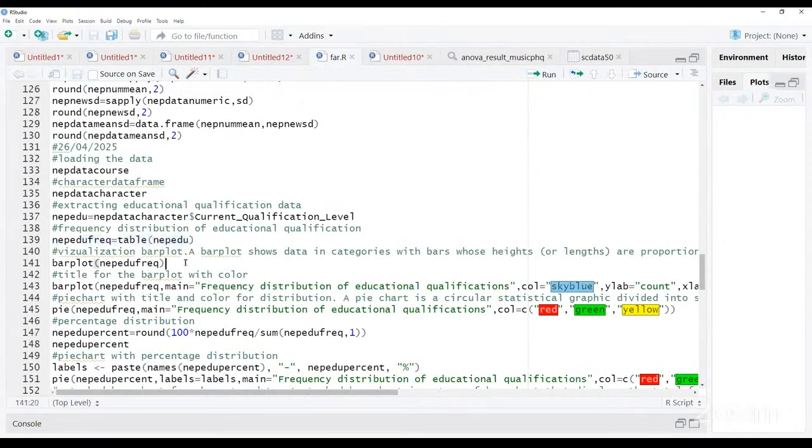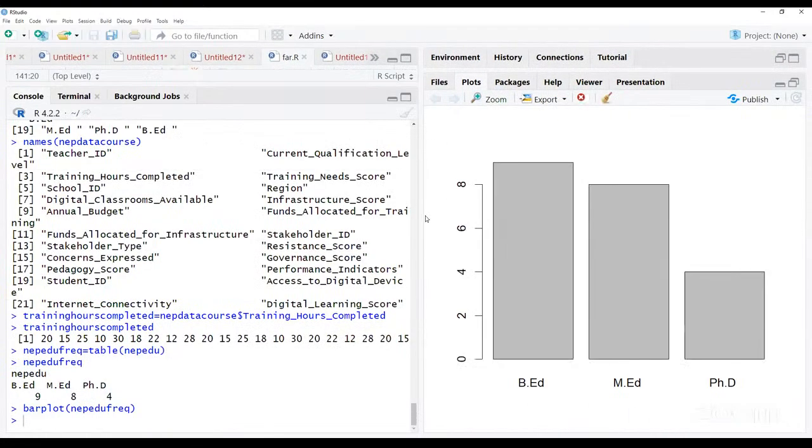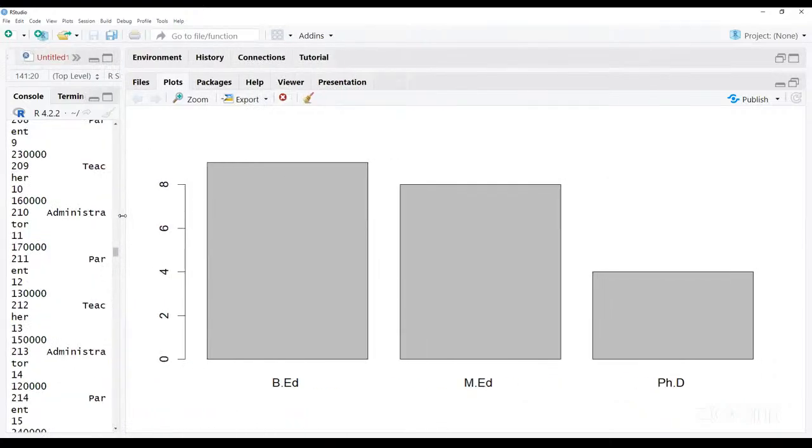Now we will do the visualization of this frequency. So we will use bar plot. Can anybody tell me what is bar plot? I'll show you. I'll run this and then I will ask. Okay, let me run this. So this is how the bar plot looks like. Can anybody tell me what is bar plot?